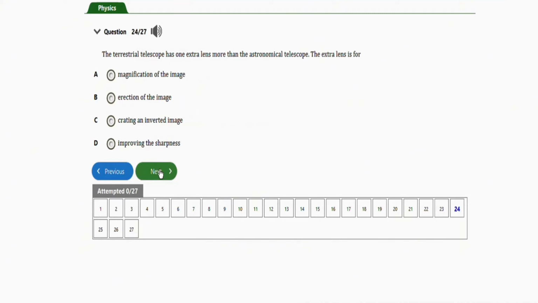Next question will be this one. It says, the terrestrial telescope has one extra lens more than the astronomical telescope. The extra lens is for, okay, let's read out the options. We have magnification of the image, erection of the image, creating an inverted image, improving the sharpness. The correct option is option B, which is erection of the image.